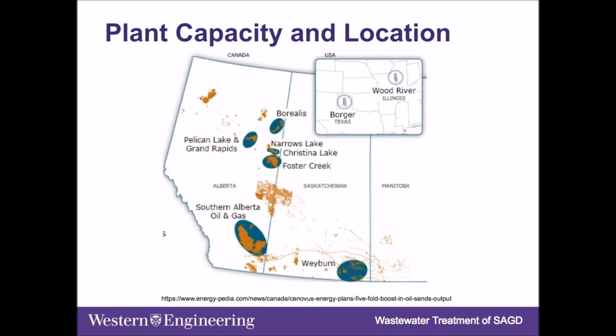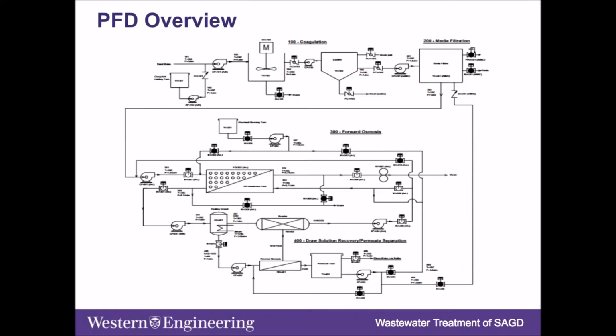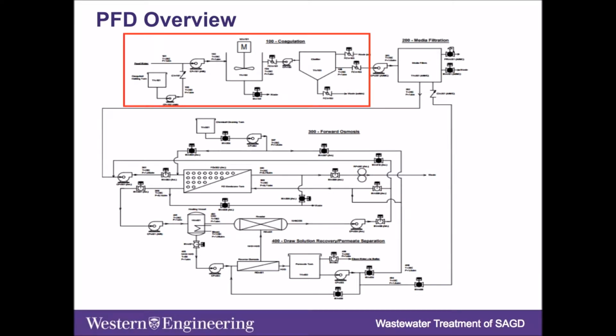in Christina Lake, Alberta. In order to introduce you to our designs, here you can see our whole PFD for the plant with 3 distinct sections: coagulation, media filtration, forward osmosis, and then the final extra stage, draw solution recovery. The first stage in the wastewater treatment process is coagulation.